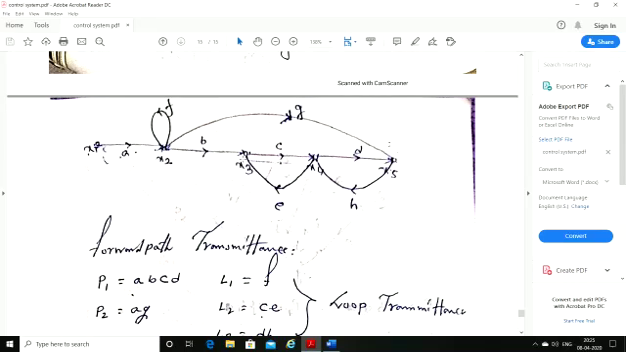x1, x2, x3, x4 and x5, there are 5 nodes. Okay, and x1 to x2 the gain is a, x2 to x3 gain is b, x3 to x4 gain is c, x4 to x5 gain is d. So x1 is the starting point, x5 is the finishing point. This is called a path. Okay, and we know that when we go from starting point to finishing point with a path, it is called a forward path.